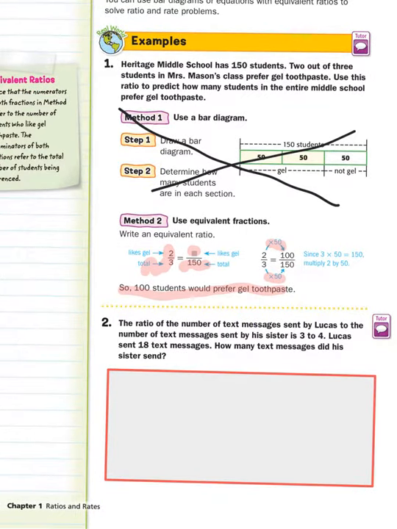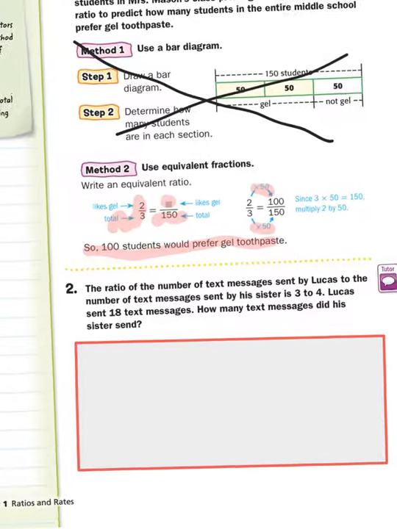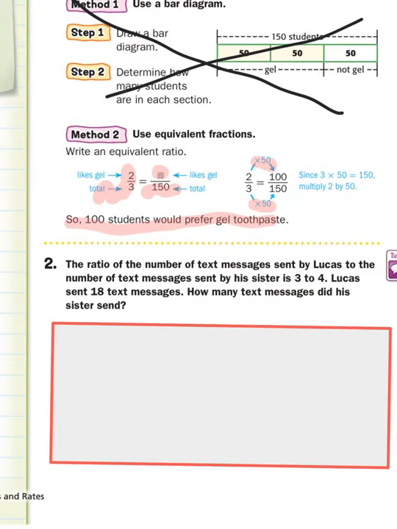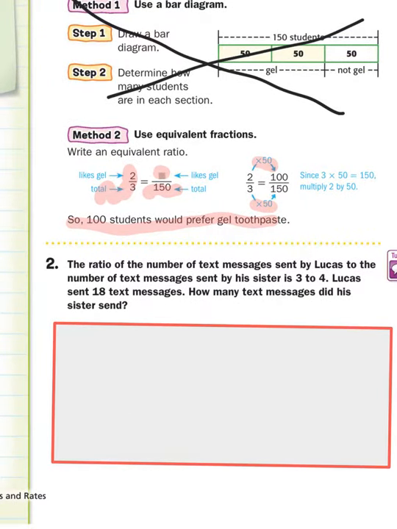I want you to watch as we circle what we know and underline what we need to find out, and we're going to set up equal ratios. So let's start by reading this problem here together. It says, the ratio of the number of text messages sent by Lucas to the number of text messages sent by his sister is 3 to 4. So that's going to be the rate or ratio we know.